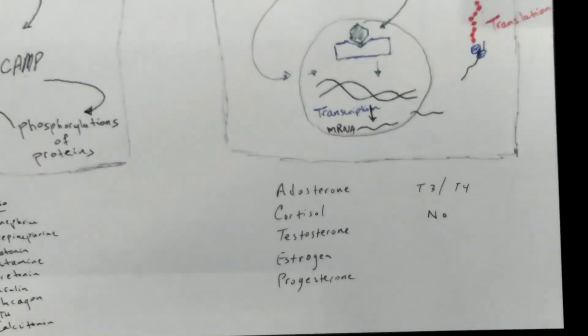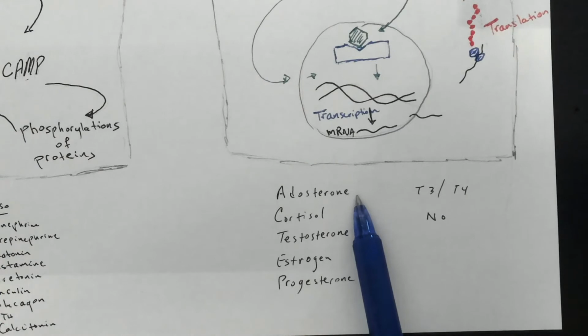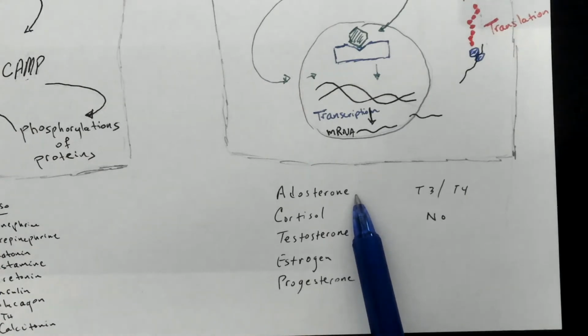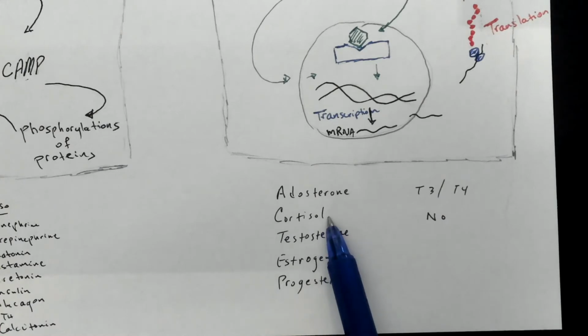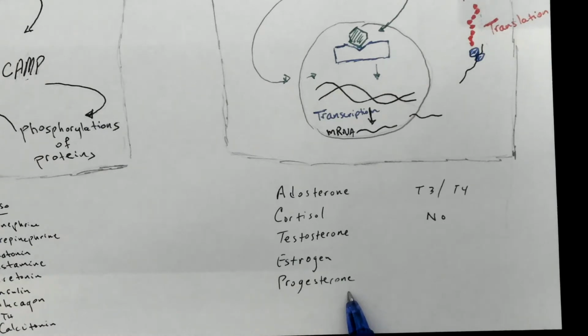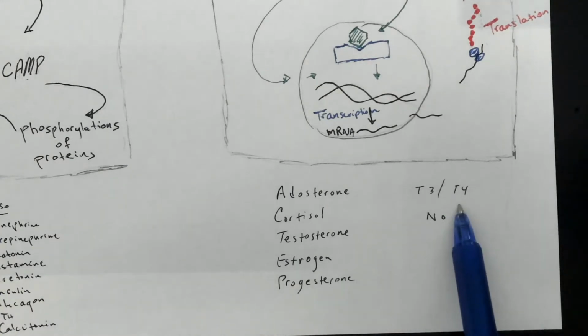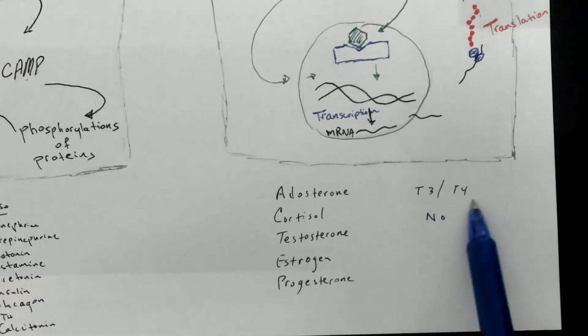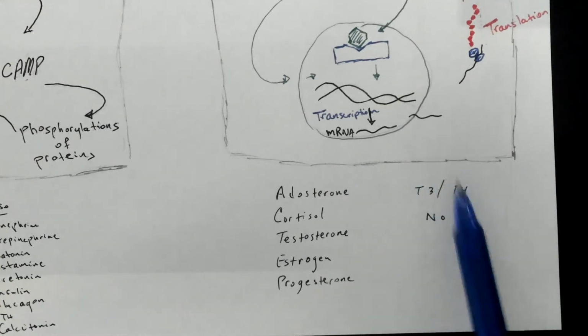So we've got aldosterone, which is made by the adrenal medulla. I'm sorry, the adrenal cortex. My apologies, the adrenal cortex. We've got cortisol, which is also made by the adrenal cortex. We've got testosterone, made by testes. We've got estrogen and progesterone, made by ovaries. T3 and T4, this is your thyroid hormone, made by your thyroid gland.